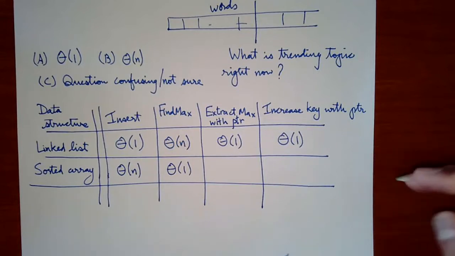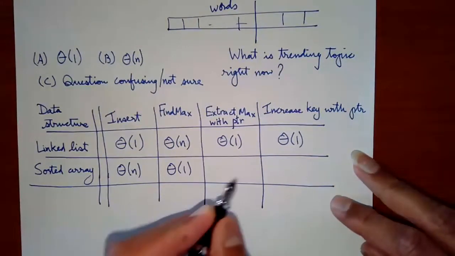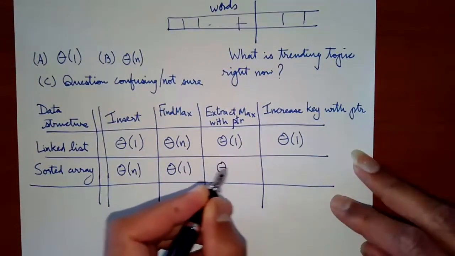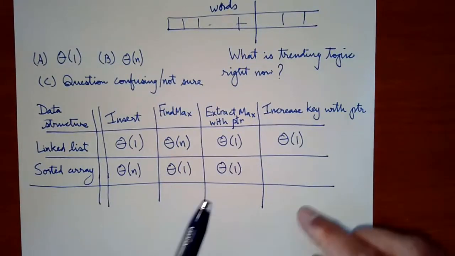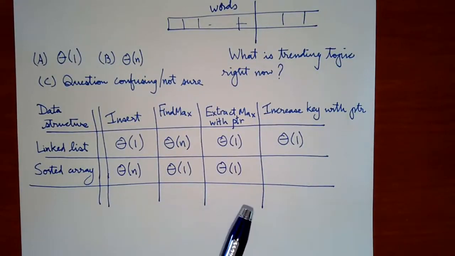What about extract max? Now this one has to be a little careful. So maybe what you should do is keep it in decreasing order, then actually you can do it in theta of 1, because then you just keep a pointer to the last element. The last element will be the maximum, and then you can easily delete the last element in a sorted list, right? By just shifting the size.